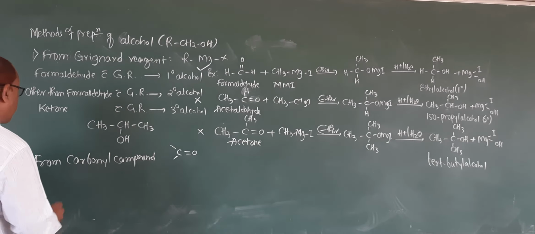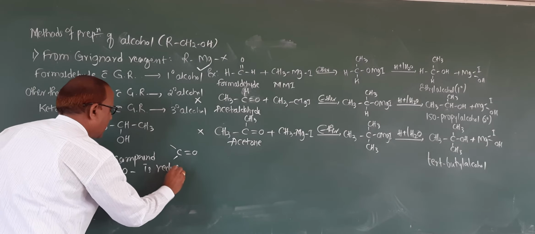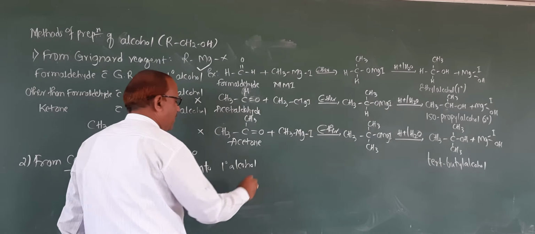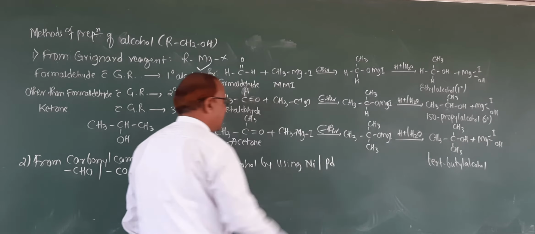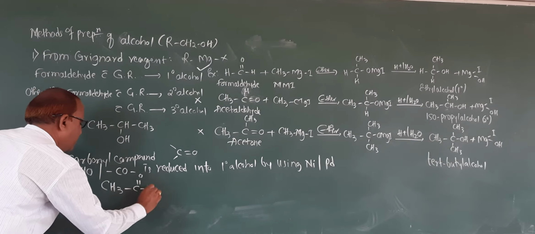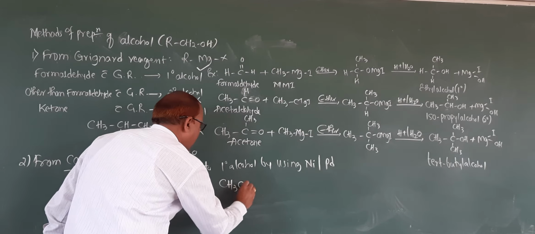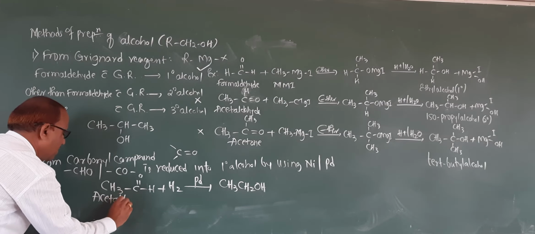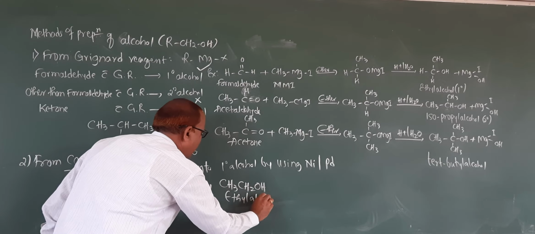When aldehyde or ketone is reduced into primary alcohol by using either nickel catalyst or palladium catalyst. For example, CH3 C double bond O H is hydrogenated in presence of palladium catalyst. You will get the primary alcohol CH3CH2OH. What did you take at the left side? This is acetaldehyde. Therefore, the product you got is ethyl alcohol. I have given the common name.